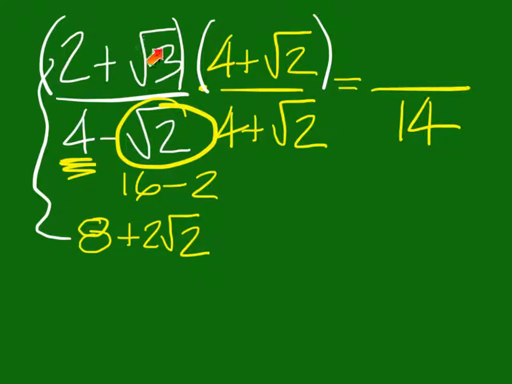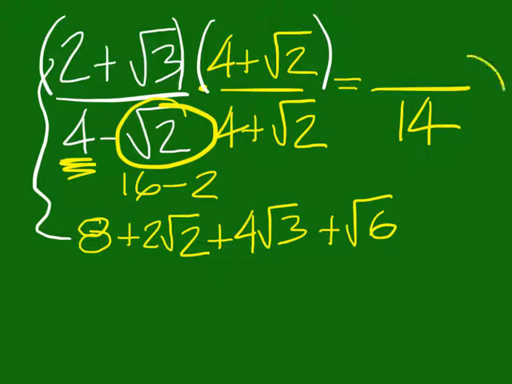Now you have to move to the square root of 3. Square root of 3 times 4. Square root of 3 times 4 is 4 square root of 3. And then square root of 3 times square root of 2. Square root of 3 times square root of 2 is going to be the square root of 6.